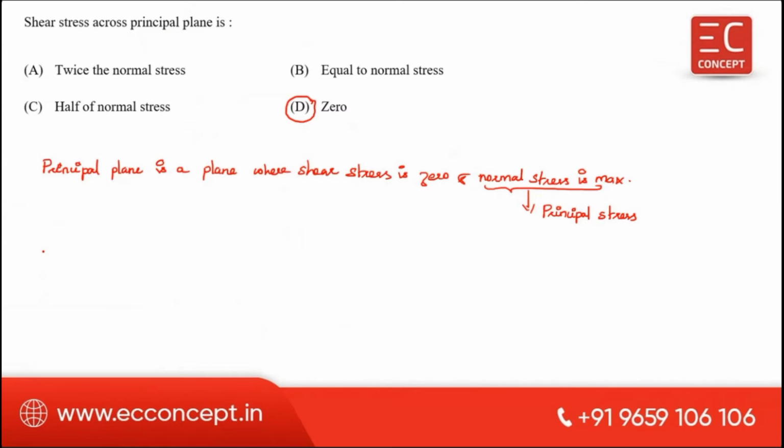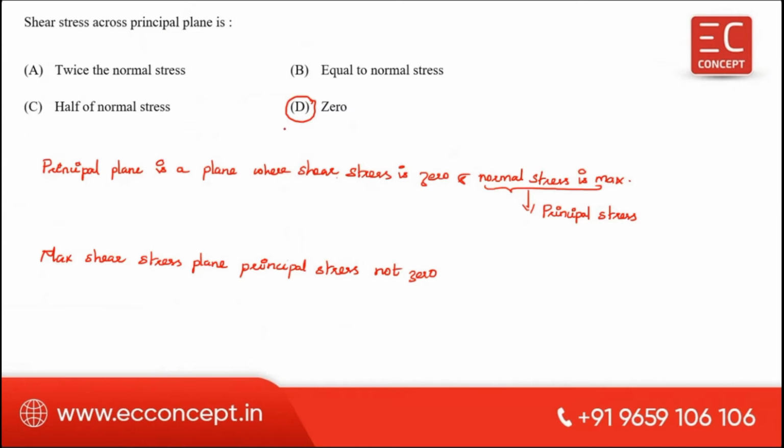Now, maximum shear stress plane, principal stress either not 0. See, principal stress is maximum, shear stress is 0. But the vice versa is not true. That means the shear stress is maximum, the principal stress is not necessarily 0. It may be in between some value. Okay, some value will be there.